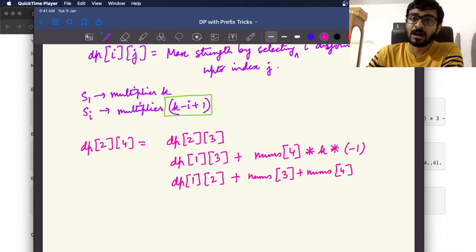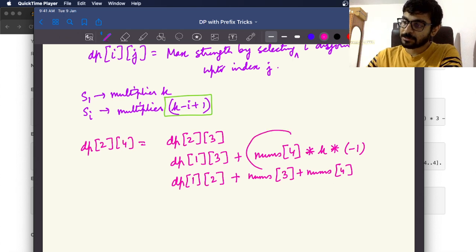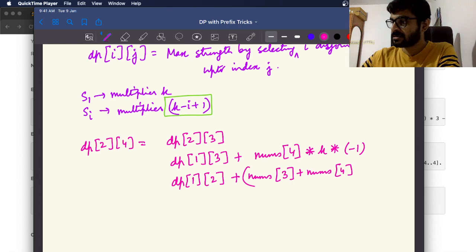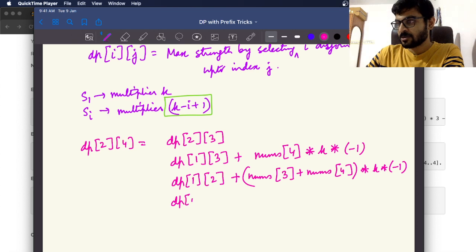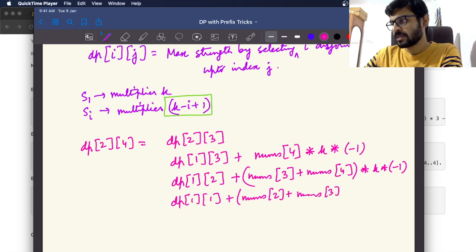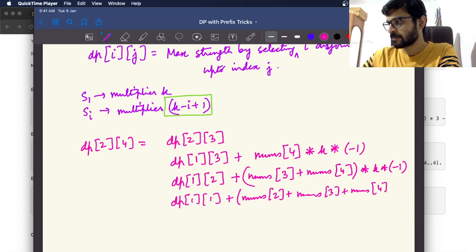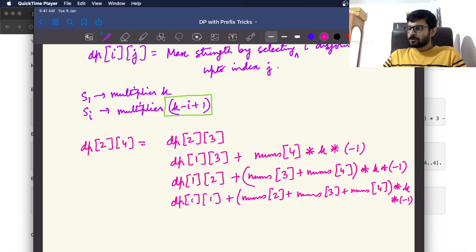If it goes up to index 4, then from where does the subarray start? Nums of 4 is always included, but from where? Here I started at nums of 4 only. Here I started at nums of 3. These are my subarrays ending at index 4. So this thing multiplied by k multiplied by -1. Next possibility is dp of 1, 1 plus nums of 2 plus nums of 3 plus nums of 4, into k into -1. So these are the possibilities you have.